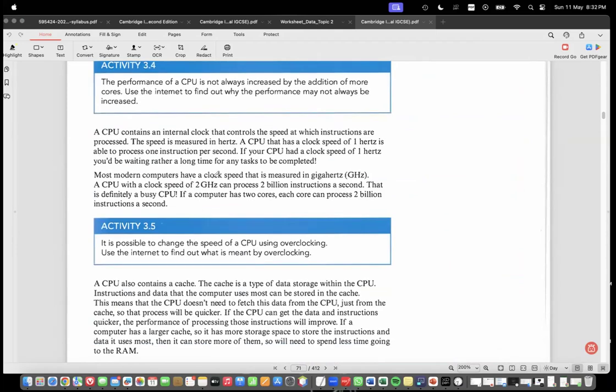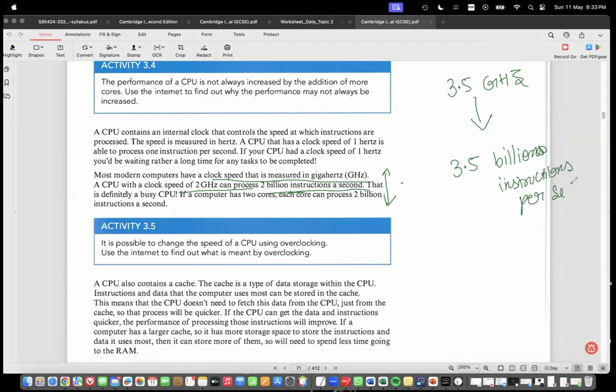Most modern computers have a clock speed that is measured in gigahertz. A CPU with a clock speed of 2 gigahertz can process 2 billion instructions per second. This question is very common in IGCSE. They will ask you if the clock speed is 3.5 gigahertz, what it means. So you will say 3.5 billion instructions per second. Your computer can perform 3.5 billion instructions per second.